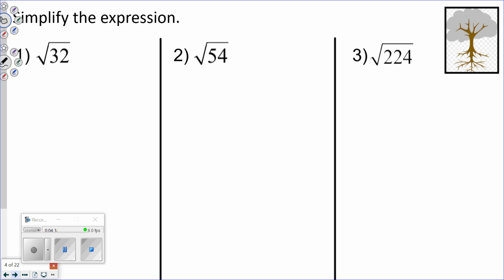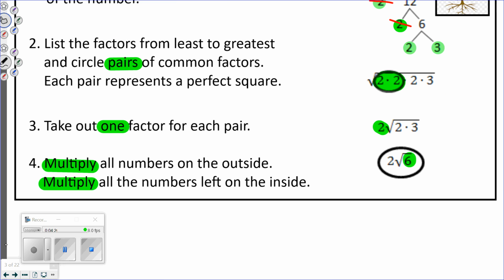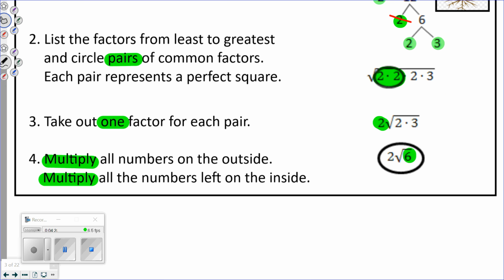Yes? Oh, did it? Oh, I'm sorry. Sorry. Multiply the numbers on the outside and multiply the numbers left on the inside. Sorry. They changed the software that I use for this, and it used to just show up highlighted on your papers, and now it blanks it out, doesn't it? Sorry. I'll have to change that.